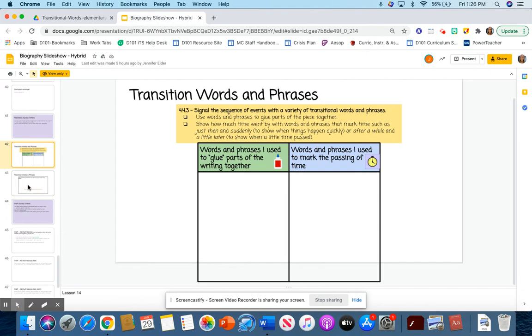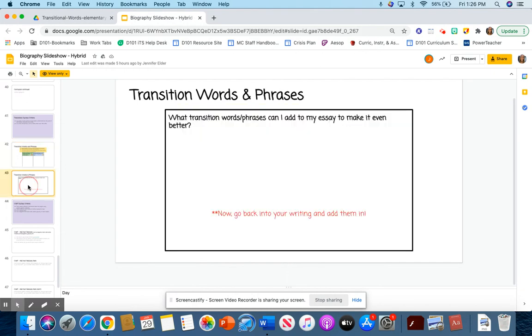Then you'll take a look at your writing and you'll decide, where are there some places that I have not yet used transition words, and does it make sense to put them in? So jot down some ideas on slide 43 about what you can add to your essay, and then go back and add those words in your writing.